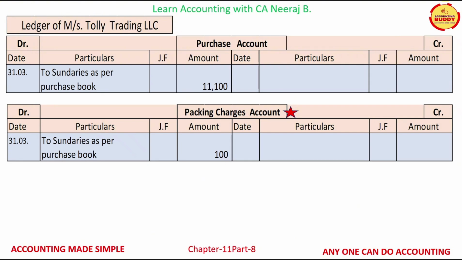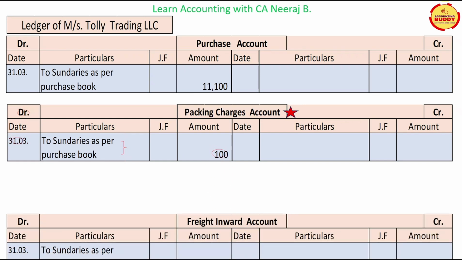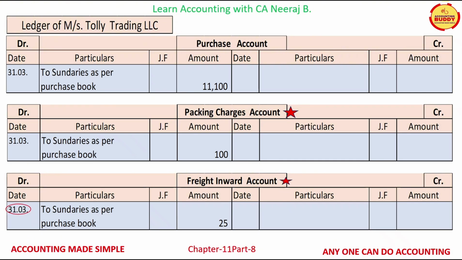The amount paid as packing charges to one of the suppliers will be posted in the packing charges account. The entry will be posted on 31st March 25 on the debit side of the packing charges account by writing the words "to sundries as per purchase book" in the particulars column for $100. Now the freight paid to one of the suppliers will be posted in the freight inward account on 31st March 25 on the debit side by writing the words "to sundries as per purchase book" for $25.